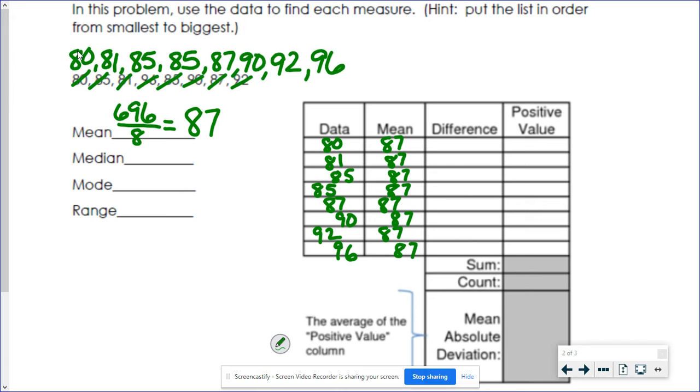Good, if I alternate a little bit, it's a little easier to read, I guess. Let's finish up the rest of that table in a minute. Let's remind everybody about what the median, the mode, and the range is.